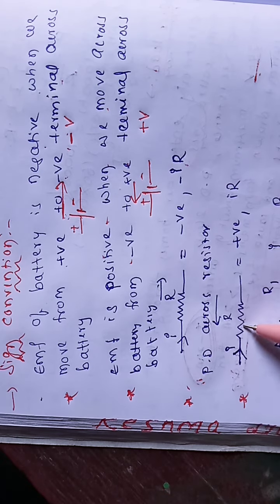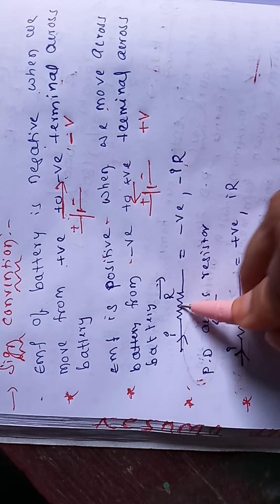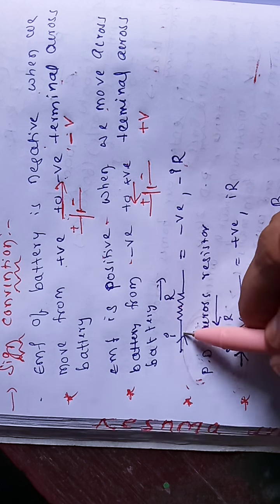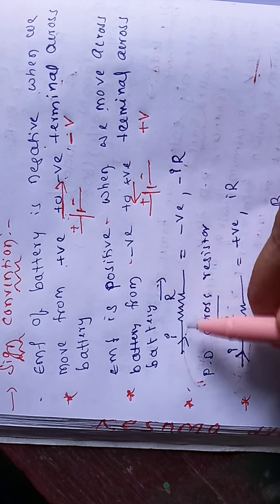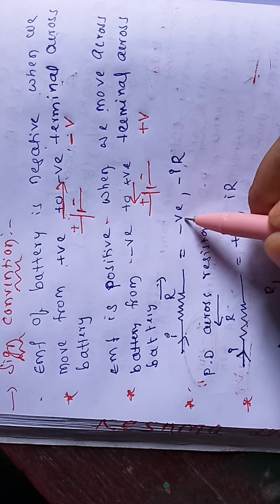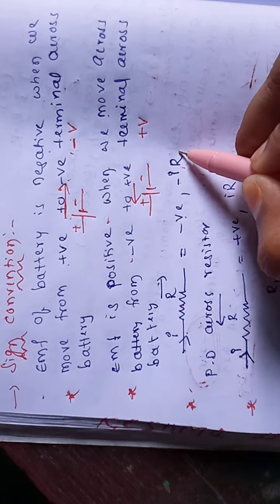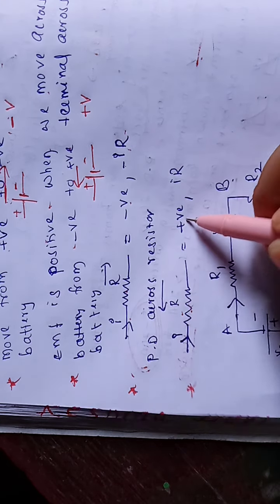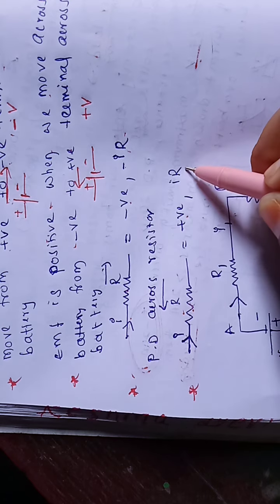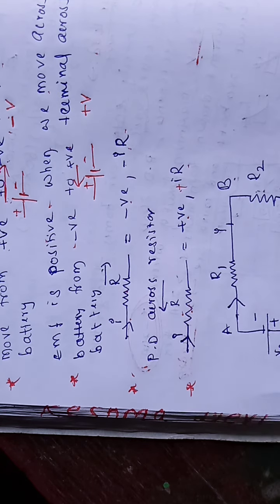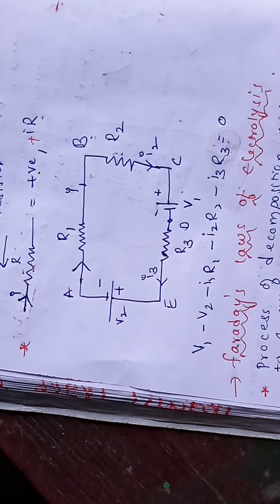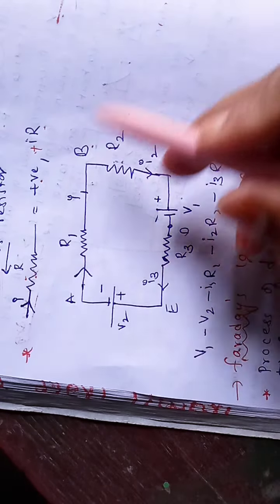Similarly, the potential drop across a resistor. If we move in the current direction and our moving direction are the same, then it is taken as negative, minus IR. If we move in the opposite direction, our movement is opposite to the flow of current, we take it as positive, plus IR. For your better understanding of these 4 points, I took a circuit in such a way.